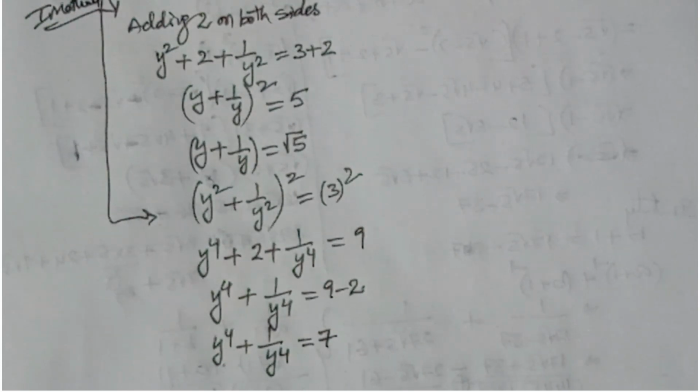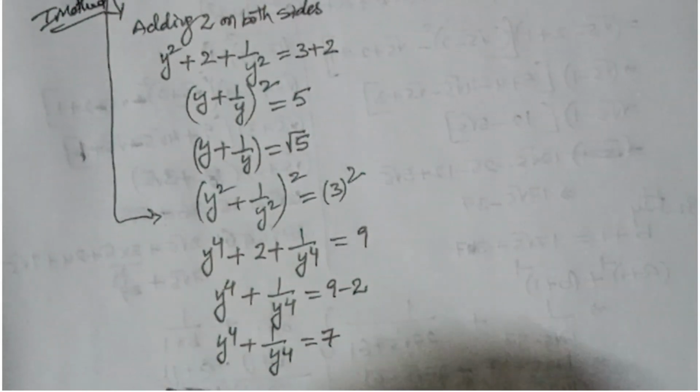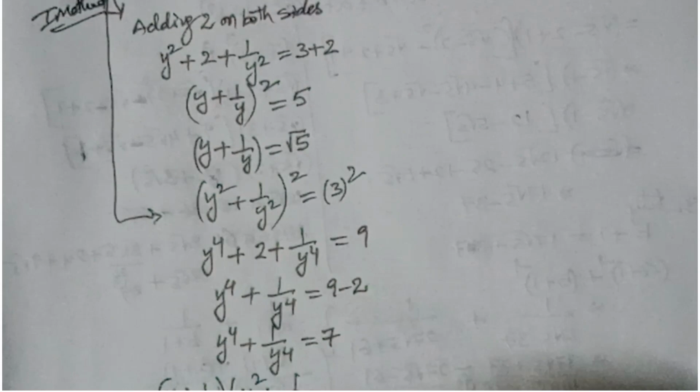Now here our target is y power 5 plus 1 by y power 5. Now I am multiplying y plus 1 by y and y square plus 1 by y square.